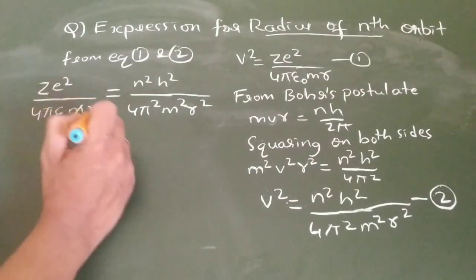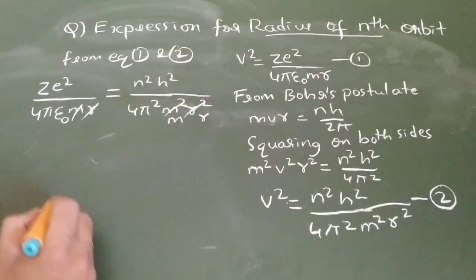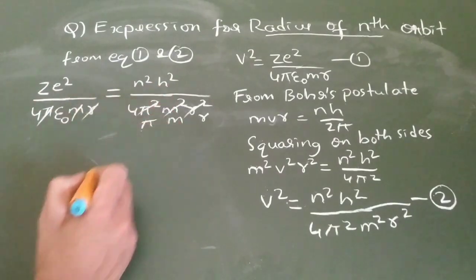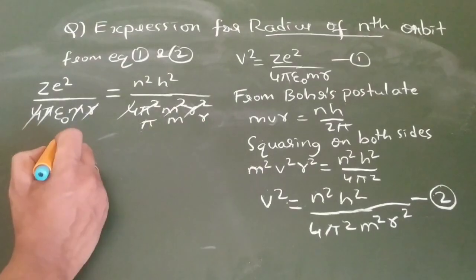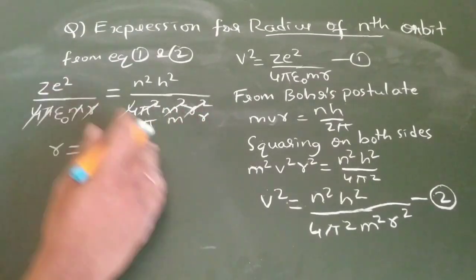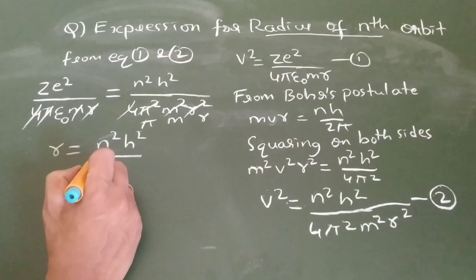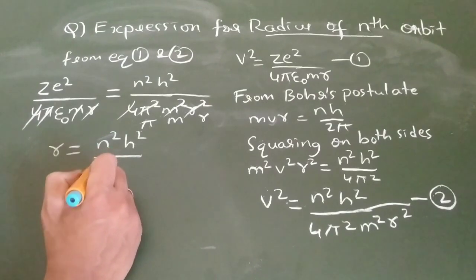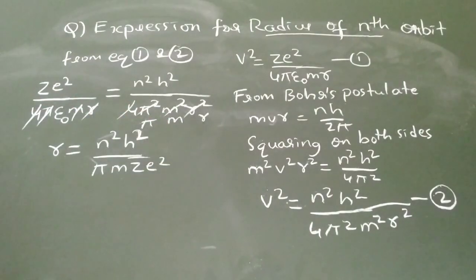Here let's see what are the things getting cancelled. M is remaining, 1 r is getting cancelled, 1 r is remaining, pi is getting cancelled, 1 pi is remaining, 4 is getting cancelled. Then find out r. See here, I can write r. If I take this side, I will get m square h square divided by pi m z square. Are you getting that? This is the equation which I am going to get. So this is the expression which you need to be writing in the exam.